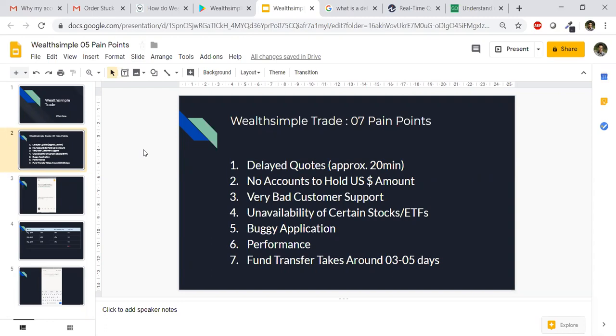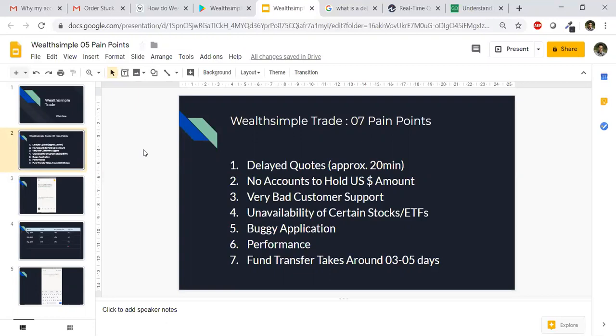The second pain point is no account to hold US dollar amounts. What that means is, for example, if you are living in Canada and you want to buy a security, stock or ETF that is not listed on the Toronto Stock Exchange, then Wealthsimple will convert your Canadian dollars into US dollars and then they will buy the security for you.